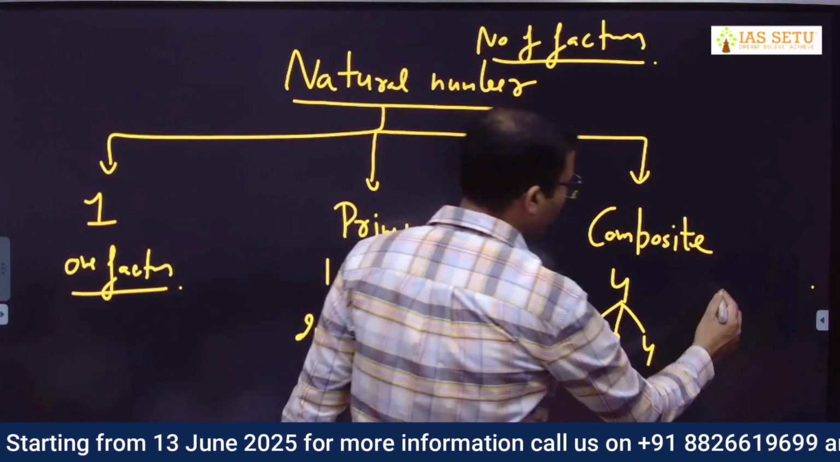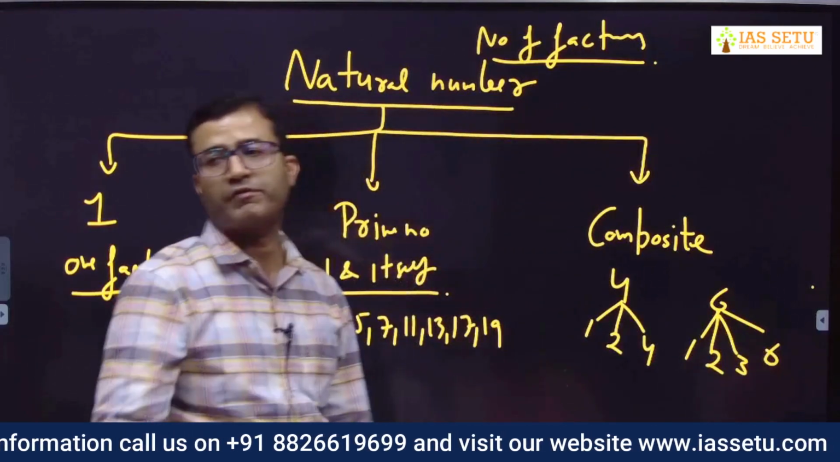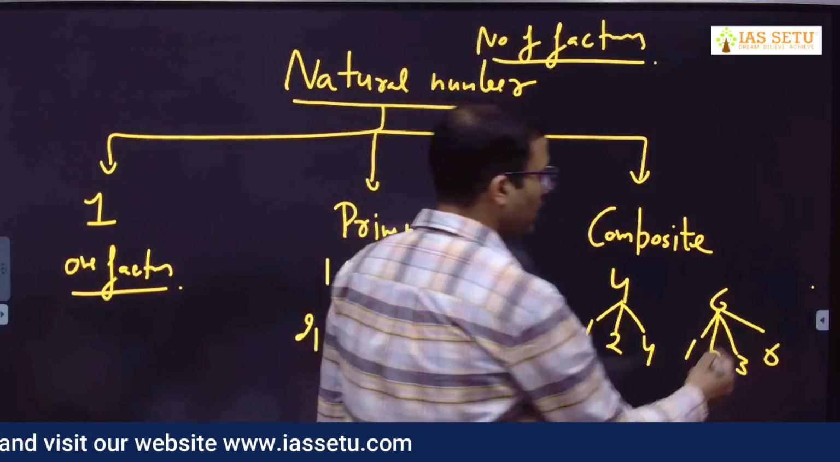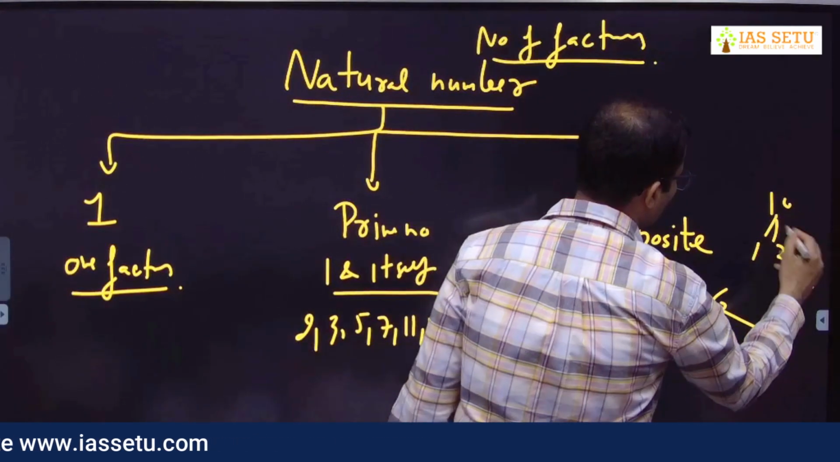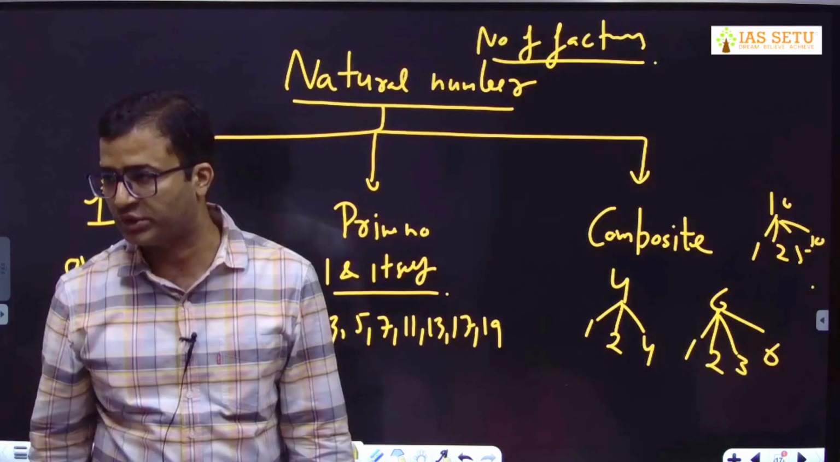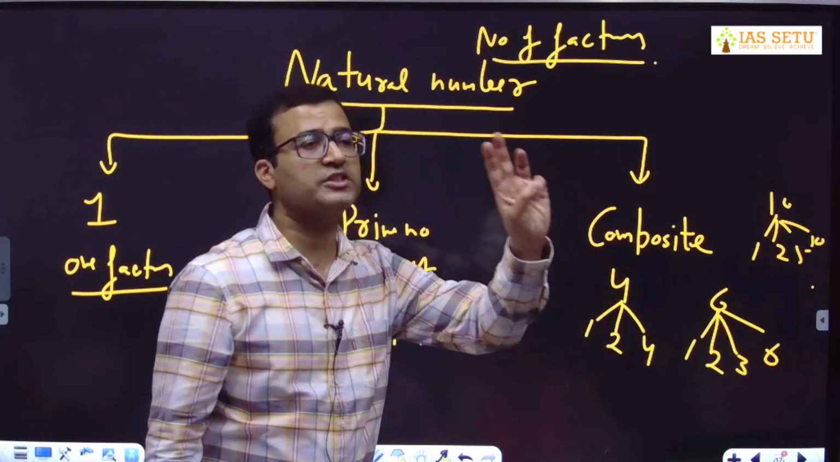Since it has more than two factors, that's why we start calling this type of number a composite number. Like 6. What are the factors of 6? 1, 2, 3, 6. 6 has 4 factors. It has more than two factors. That's why it is a composite number. Like 10. What are the factors of 10? 1, 2, 5, 10. So 10 has 4 factors. So 10 is also a composite number. So composite numbers are those natural numbers which have more than two factors.